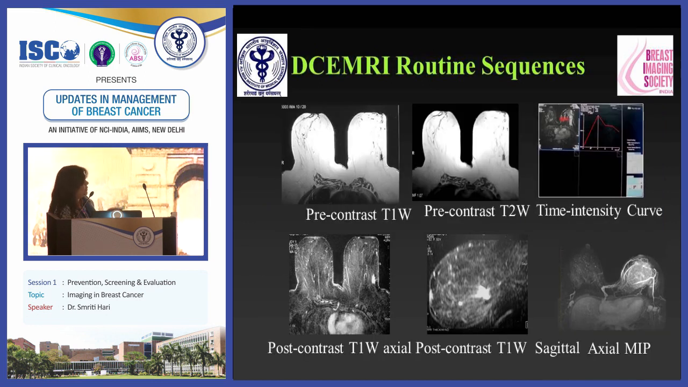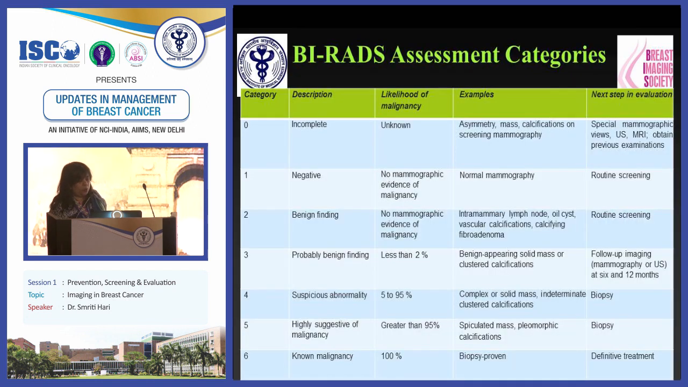And this is what a breast MRI looks like. And after all this imaging, what does the radiologist do? He gives an assessment category to the abnormality, or to the breast which is being investigated, which indicates the suspicion the radiologist has of malignancy based on the imaging: mammography, ultrasound, MRI.